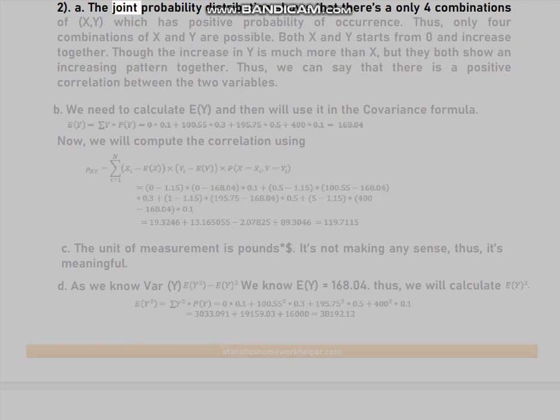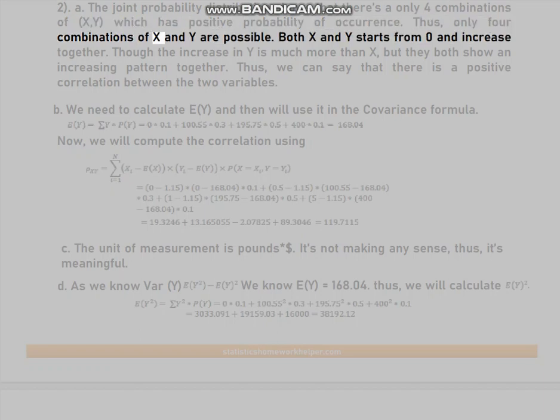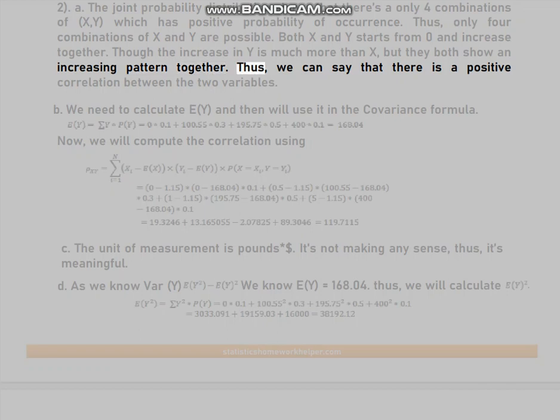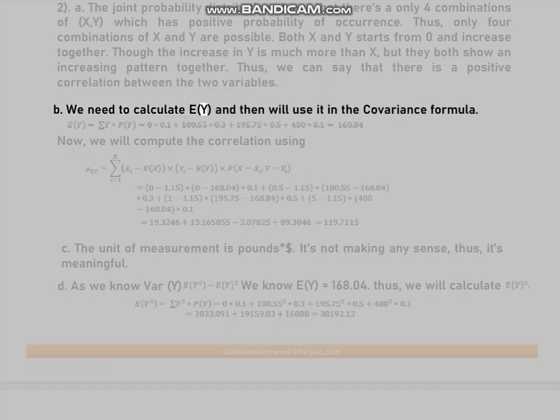2a. The joint probability distribution shows that there are only 4 combinations of X, Y which have positive probability of occurrence. Thus, only 4 combinations of X and Y are possible. Both X and Y start from 0 and increase together. Though the increase in Y is much more than X, they both show an increasing pattern together. Thus, we can say that there is a positive correlation between the two variables. B. We need to calculate E(Y), and then we'll use it in the covariance formula. Now, we will compute the covariance using the formula.